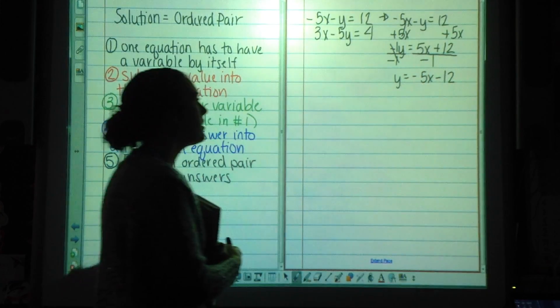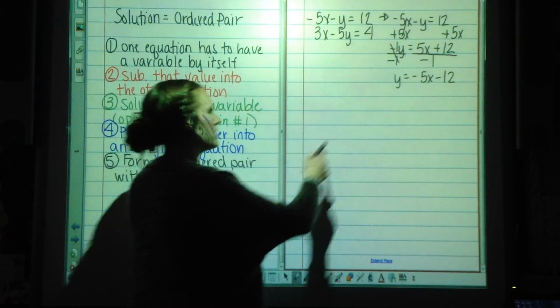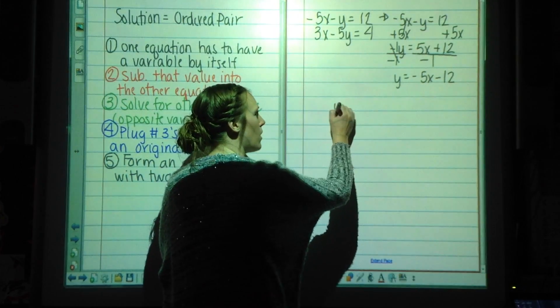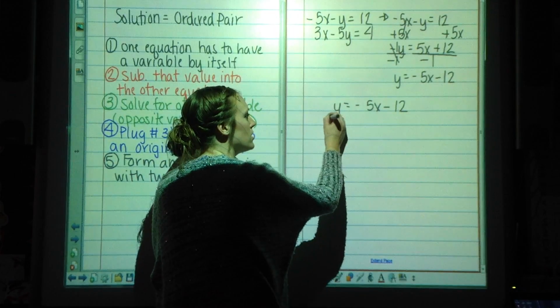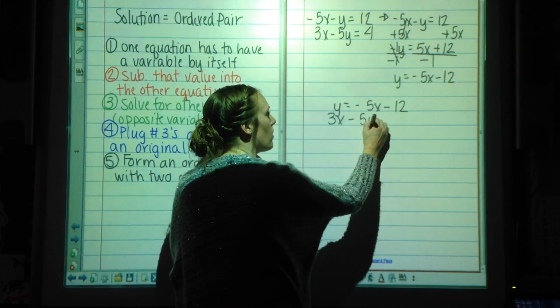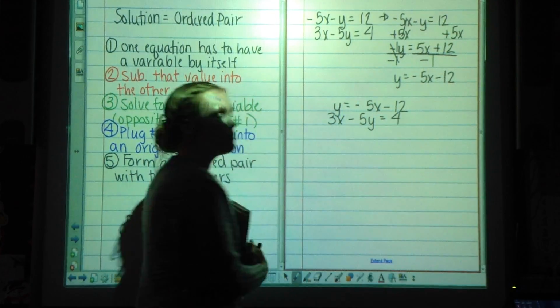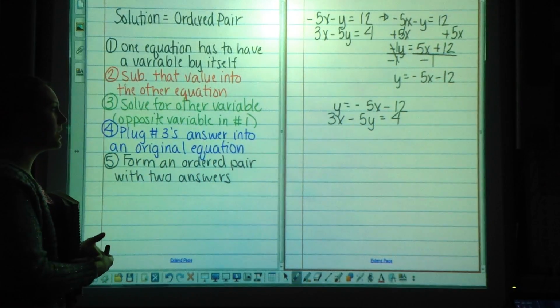Okay. Now look at our two equations. I'm going to rewrite them. The top equation is y equals negative 5x minus 12. And the bottom equation is 3x minus 5y equals 4. This looks familiar to the first page.